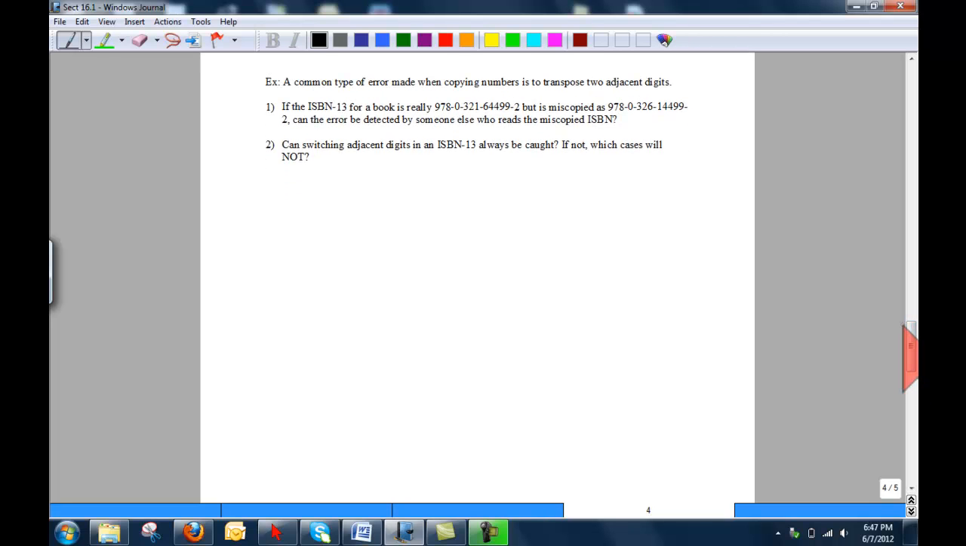Okay, let's talk about catching mistakes. There are two kinds of errors that are fairly common. One is a so-called single-digit error, and we've been discussing that. What happens when you're copying the ISBN and the number was, say, a 6 and you copy it as an 8? Can that error be caught? The answer is yes. Another type of common error is to transpose two adjacent digits.